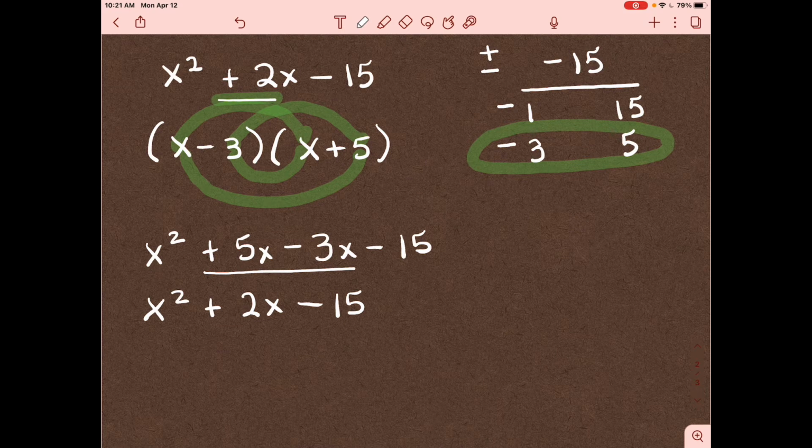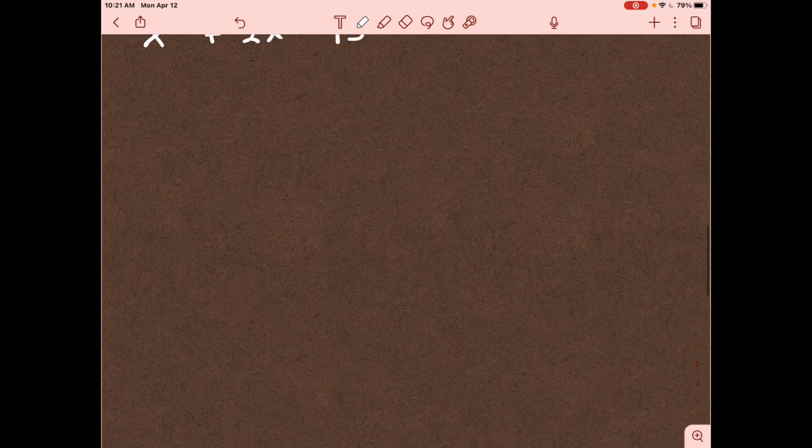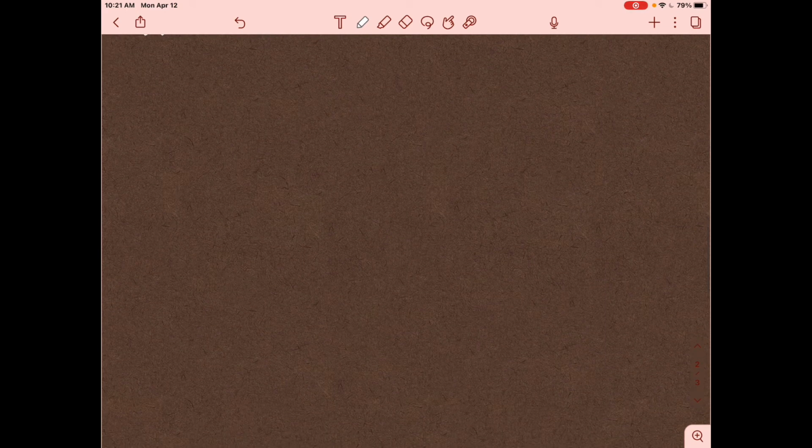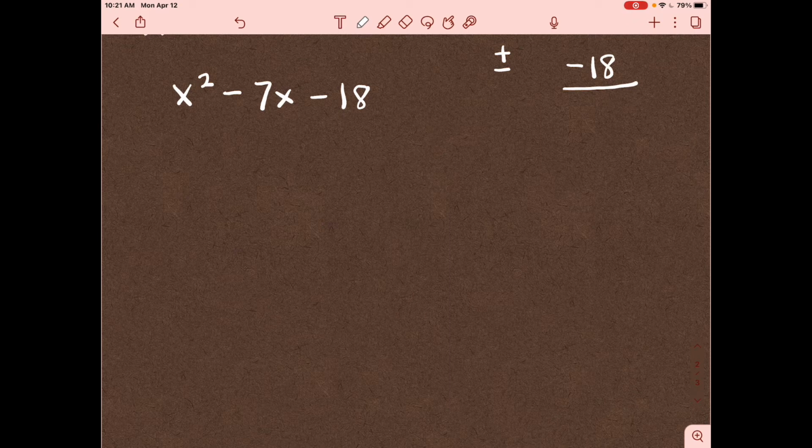All right, we'll do one more that has some negatives involved. We're going to have x squared minus 7x minus 18. And when I start with my negative 18, I know I need a positive and a negative. Let's go ahead and just get those factors. 1, 18, 2 and 9, 3 and 6. 4 doesn't go in there. 5 doesn't go in there. We're back to 6 times 3.